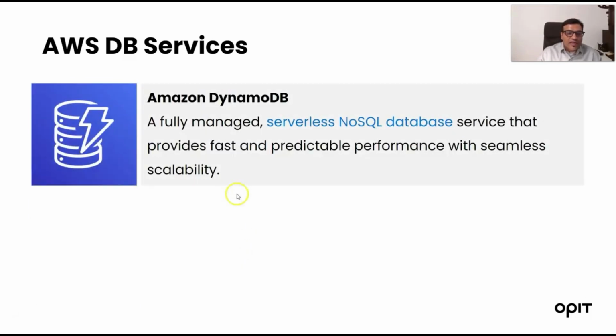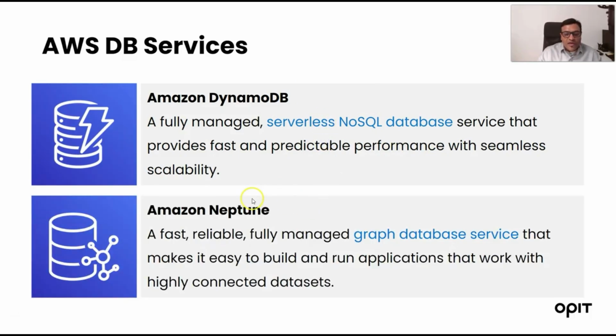The next thing is Amazon DynamoDB. This is a NoSQL serverless option. So this is also important if you want to use this NoSQL database for very fast and predictable performance, and if you want to scale seamlessly, because this is a serverless option. So behind the hood, it scales very seamlessly.